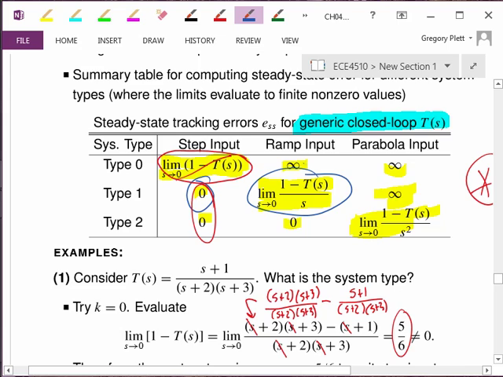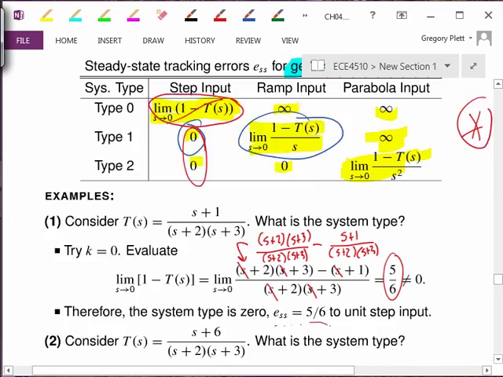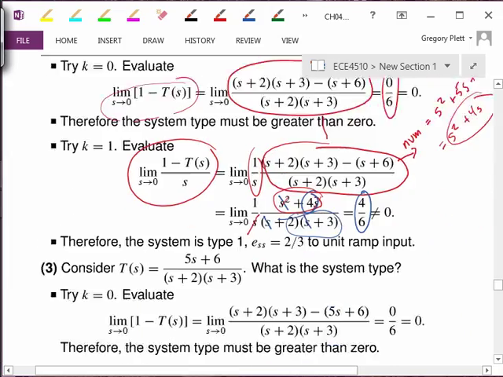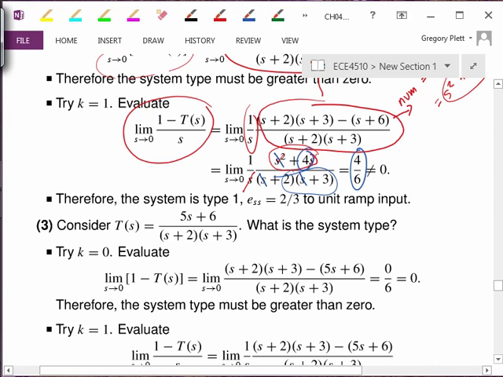One more example. I'll let you guess what type of system it's probably going to be. Example 3. Consider T(s) equals (5s plus 6), all divided by (s plus 2) times (s plus 3). Again, same denominator, I just changed the numerator a little bit. Try k equals 0. Take the limit as s approaches 0 of 1 minus T(s). And same idea, I've got the s plus 2, s plus 3, but the numerator is different.